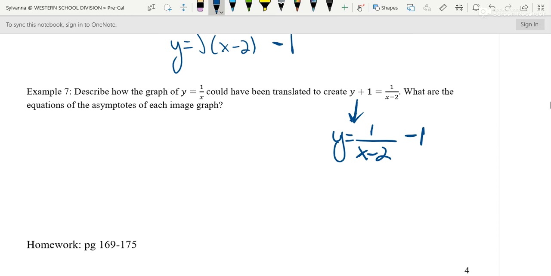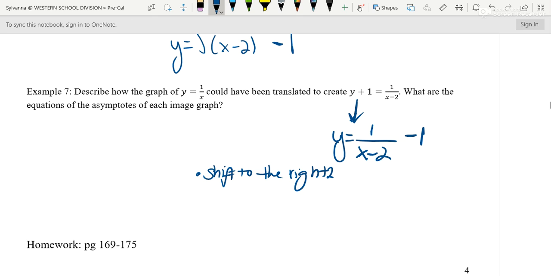So how is it translated? Remember how we would have an asymptote whenever our denominator is 0? So usually if we look at y equals 1 over x, our asymptote is at x equals 0. But now we moved it so that our asymptote is at 2. So same concept applies here. Minus 2 is attached to our x. So when we have a minus, it means we're going to shift to the right.